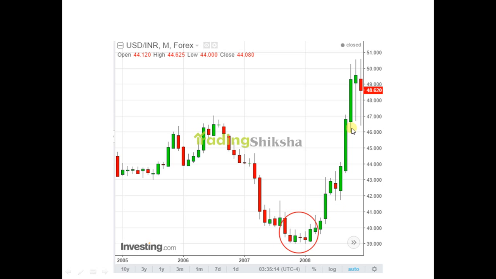And you can see after that there was another story: the 2008 recession, and the dollar strengthened due to that. But we can see from this chart that the Indian government somehow sustained that 39 level. They didn't let the rupee appreciate beyond the 39 level.